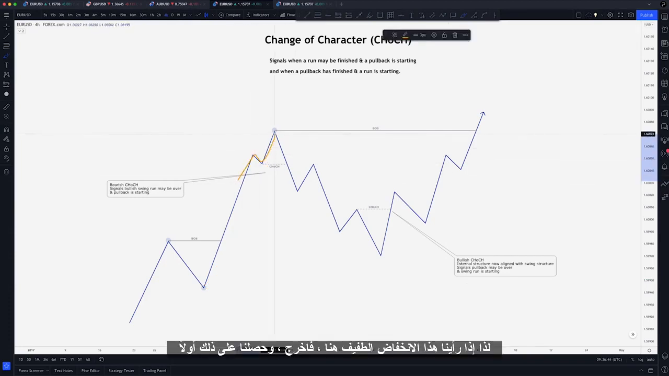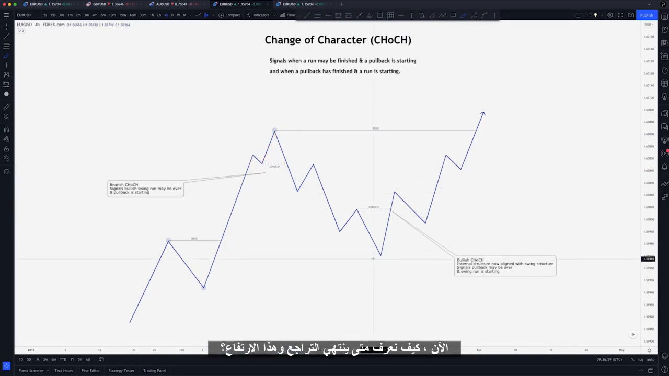So if we see this minor low here get taken out, and we get that first sign of weakness, that change of character where that minor low gets taken out, and we get that internal lower low, now the internal structure is bearish. And that is in line with trading a pullback, right? So now we can trade that pullback.